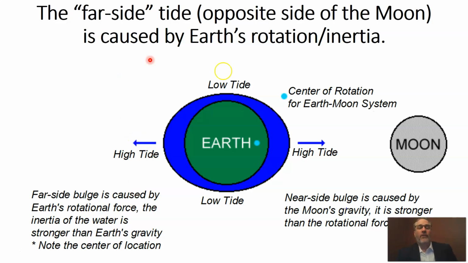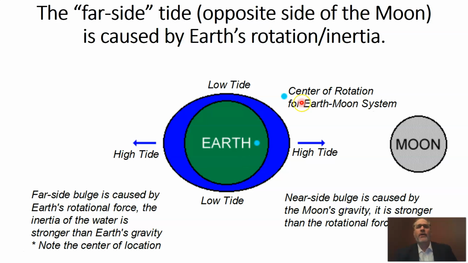All right, so let's look at this far side tide, and I don't want to take a lot of time on this. The far side tide, which is the lower high tide on the opposite side of the Earth from the Moon, is actually caused by Earth's rotation. If you have ever taken a 5-gallon bucket with a handle on it, with a little bit of water in it, and you start spinning your arm over your head, you may have noticed that you create a centrifugal force on the water, and the water will actually stay in the bucket.